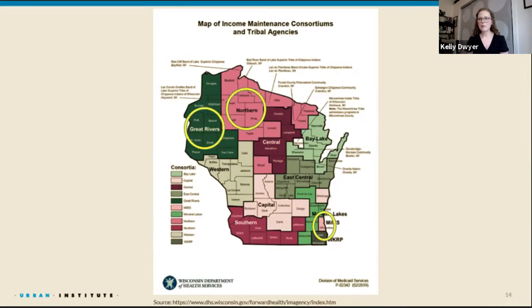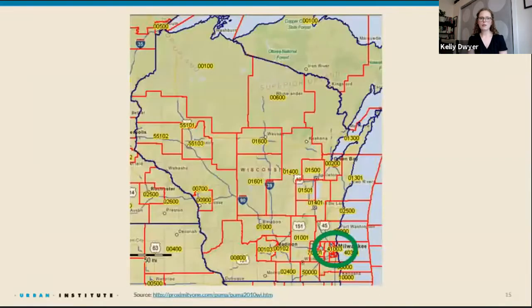Obviously, the ACS does not report what income maintenance consortium or urban zone a family in Wisconsin lives in. And they don't even report county level identifiers for privacy reasons. So we needed to work with one of the geographic identifiers that is available in the ACS data in order to figure out where families lived in the state. So we decided to use the public use microdata areas, or PUMAs, and use those to map families onto specific counties and then onto income maintenance consortiums.